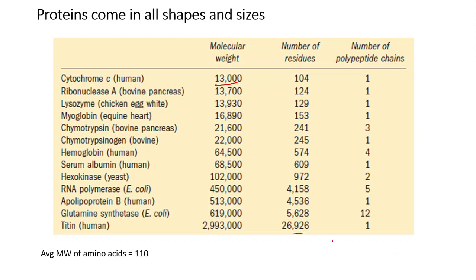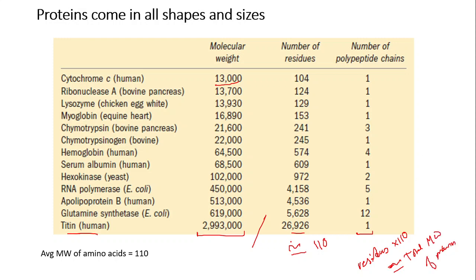One key point is that you can see mostly they have one polypeptide chain. This particular one, the big one, has one continuous polypeptide chain. Interesting, isn't it? The average molecular weight of an amino acid residue is 110, meaning if you divide the molecular weight by the number of residues, the average will be 110. In another way, if you are given the number of residues and multiply them by 110, you should approximately get the total molecular weight of the protein. Okay. The second point is how the molecular weight is represented.